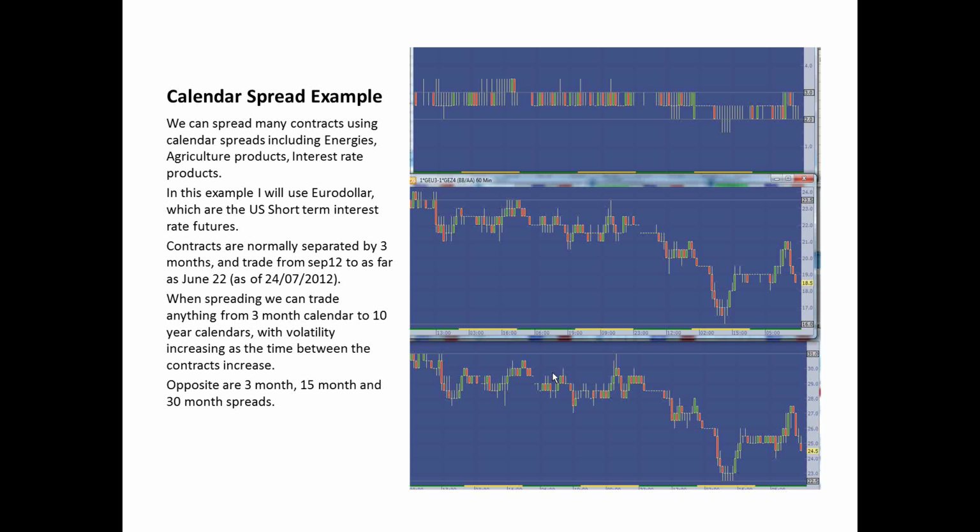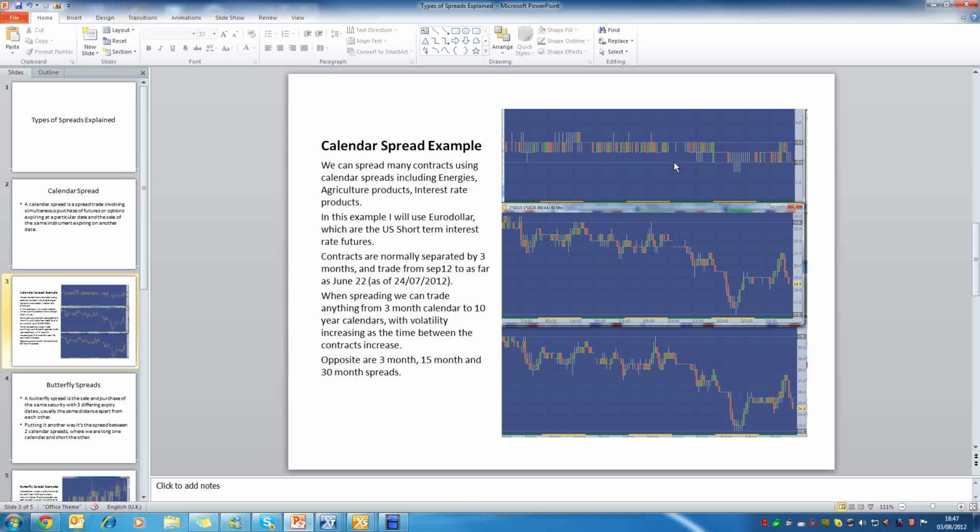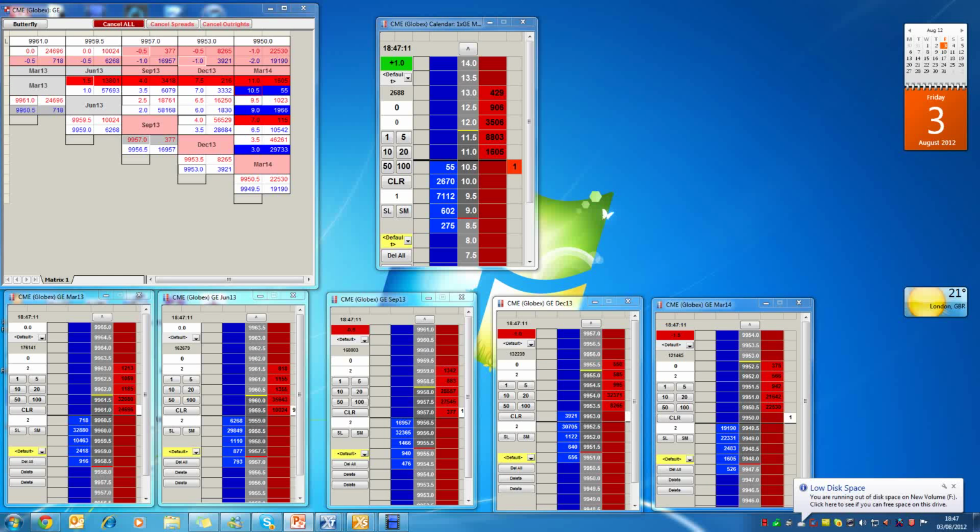So now I'm going to just look at it in real time, and if we just look here, we have the Eurodollar contracts here. Now I've got the March 13, June 13, Sep 13, Dec 13 and March 14 calendars. What we have here is basically called a spread matrix, where it's got all the different permutations between these 5 contracts and the prices between them.